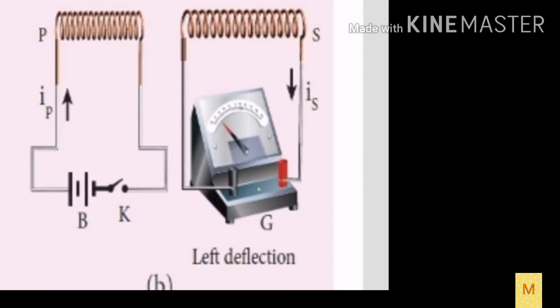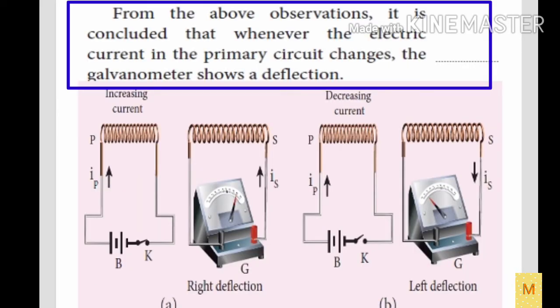Likewise, if the primary circuit is broken, the electric current starts decreasing and there is again a sudden deflection, but it is in an opposite direction. When the electric current becomes zero, the galvanometer shows no deflection. Hence, we can conclude that whenever the electric current in the primary circuit changes, the galvanometer shows a deflection.